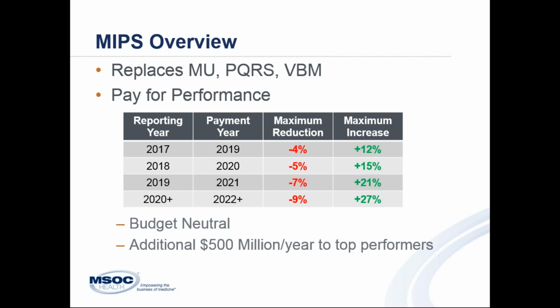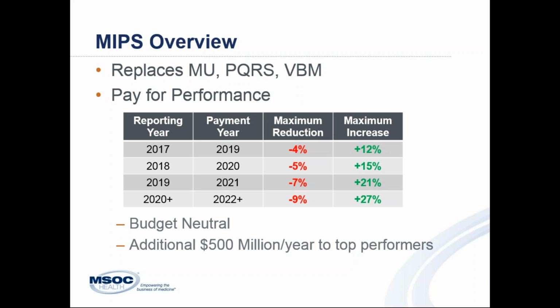This year, for people who were participating in the value-based modifier back in 2014, some of those people got a 32% increase in their Medicare payments because they were outstanding on cost and quality. So you have the opportunity not just to avoid losses, but also to actually have increases here if done right.